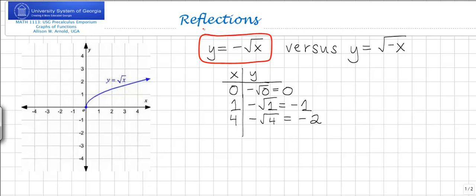So look at your original graph. y equals negative root x also goes through 0, 0, but now goes through 1, negative 1, and 4, negative 2. So essentially you've multiplied all the y coordinates by negative 1, thus producing an x-axis reflection of y equals the square root of x.